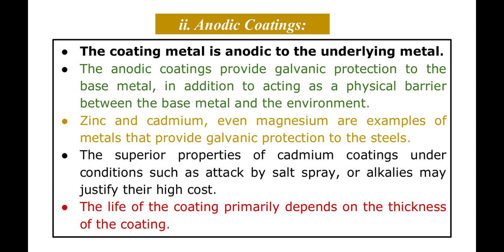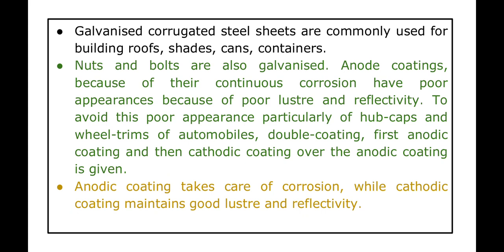And the life of the coatings depends on the nature of the environment, as it governs the nature of the corrosion product. And the life of the coating primarily depends on the thickness, how much coating you are providing. Also, galvanized steel sheets are commonly used for building roofs and shades, and cans and containers are manufactured with this anodic coating. Then nuts and bolts are also galvanized.